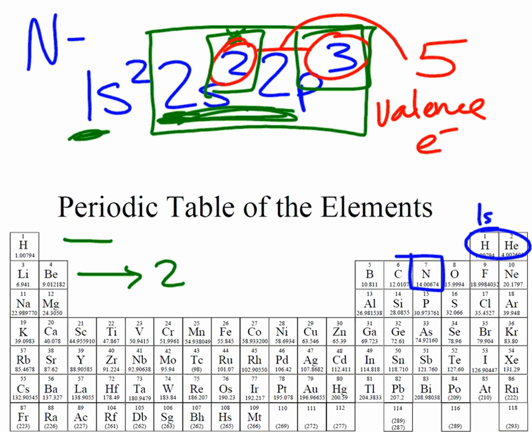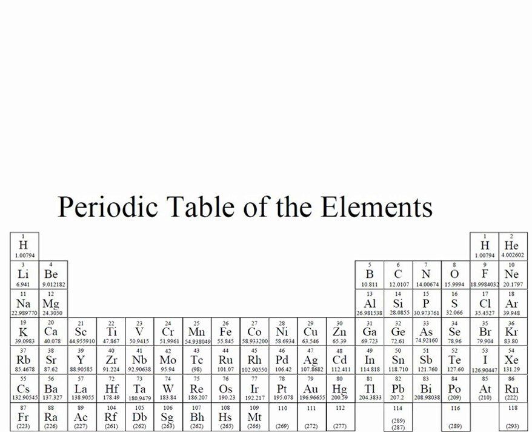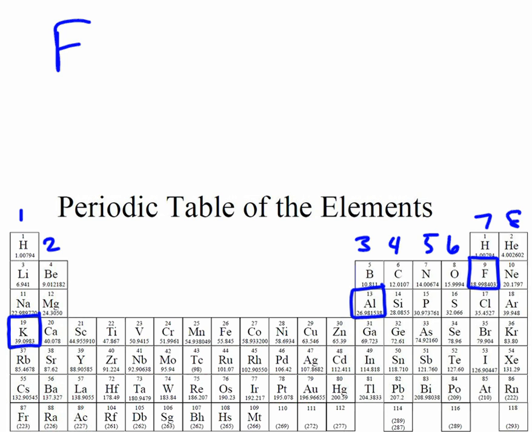Go ahead and clear this, and let's take a look at fluorine, aluminum, and potassium. Let's look at fluorine first. I can do one of two things. If I have a periodic table, I can just count the rows: 1, 2, 3, 4, 5, 6, 7, 8. Don't count that hydrogen right there. That just gives me the number of valence electrons in that column.